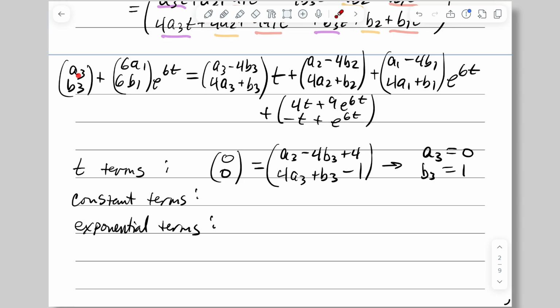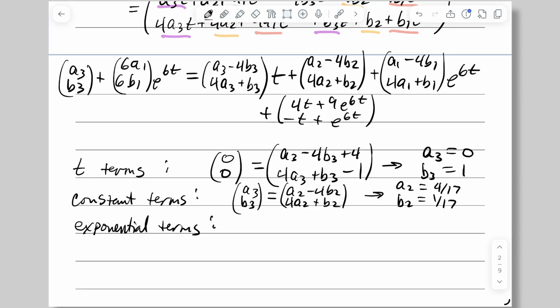Next, we have constant terms. On the left, we have a3 and b3. On the right, we have a2 minus 4b2 and 4a2 plus b2. Since we know what a3 and b3 are, we can use this system to find a2 and b2. Turns out a2 is going to be 4/17 and b2 is going to be 1/17.